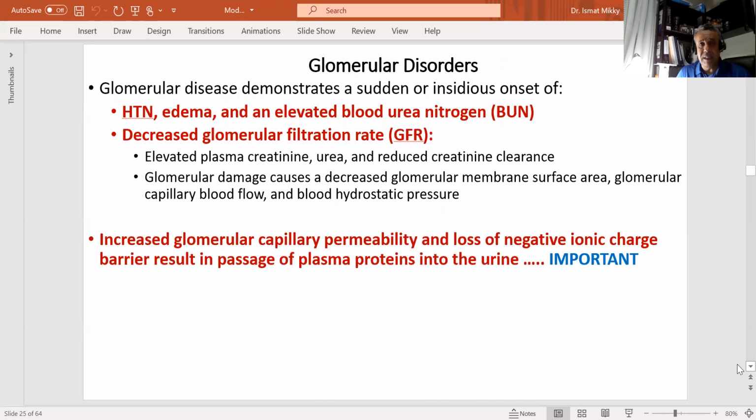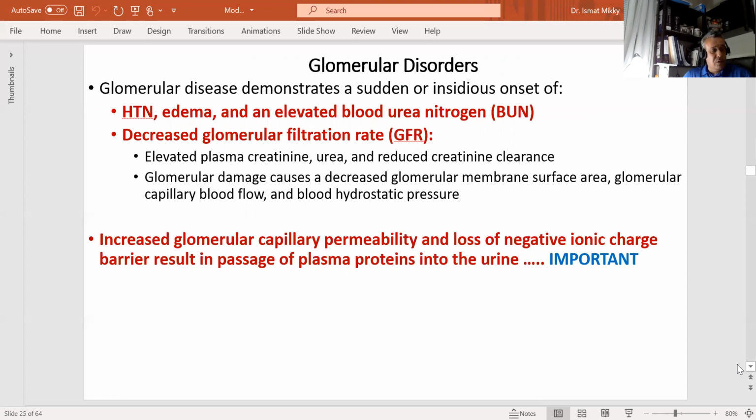Now the glomerular disorders demonstrate a sudden or insidious onset. They will have increased blood pressure, edema, elevated BUN, decreased GFR, increased capillary permeability, and loss of negative ionic charge.